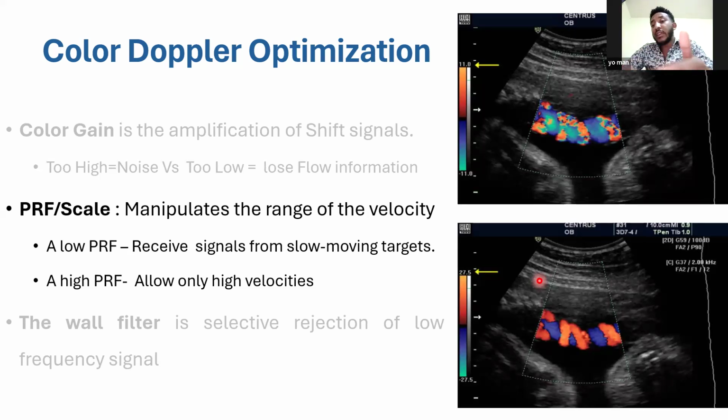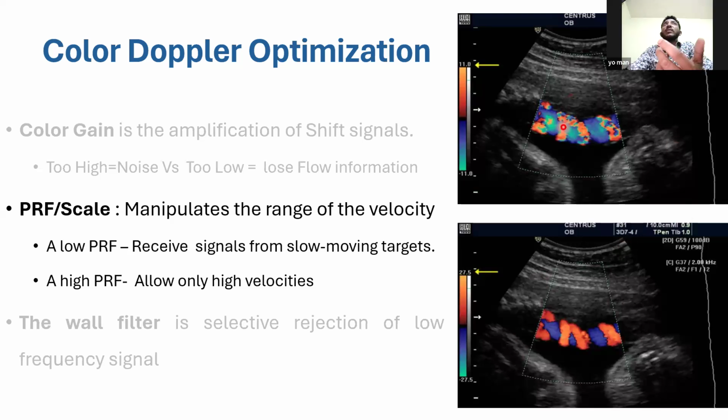But if there are vessels with high blood flow velocity, and we set the PRF low, then we encounter an artifact called aliasing artifact. We call it beyond its range. There is also a form of aliasing called the Nyquist limit. Nyquist limit means it's the limit of the machine's range. So by adjusting the PRF, you can manipulate the range of velocity.